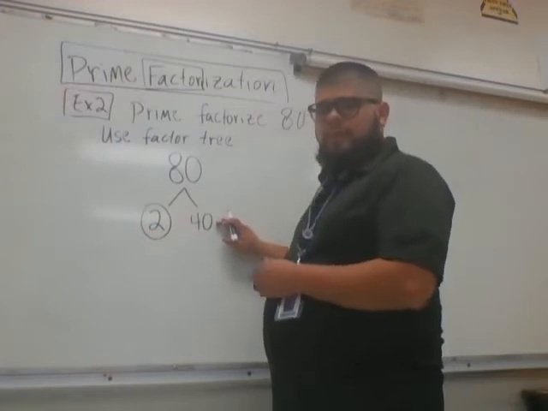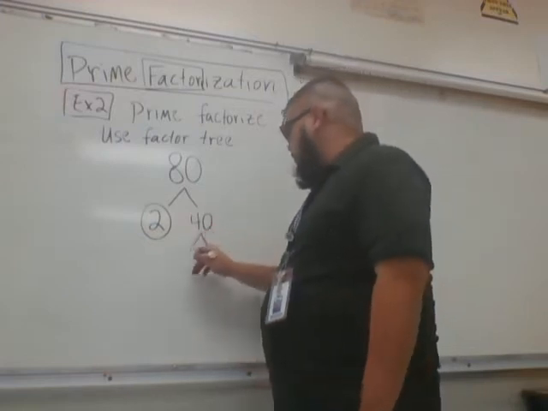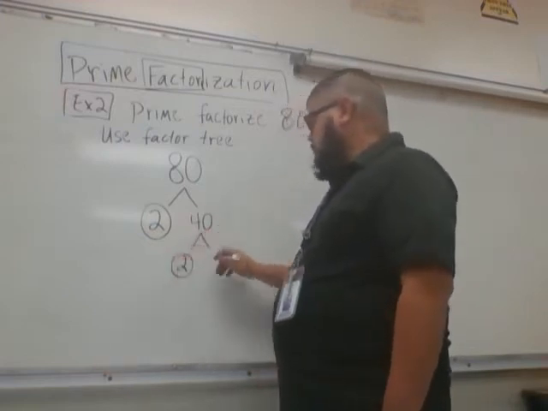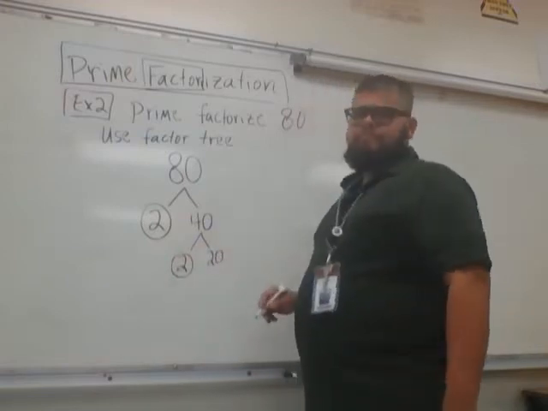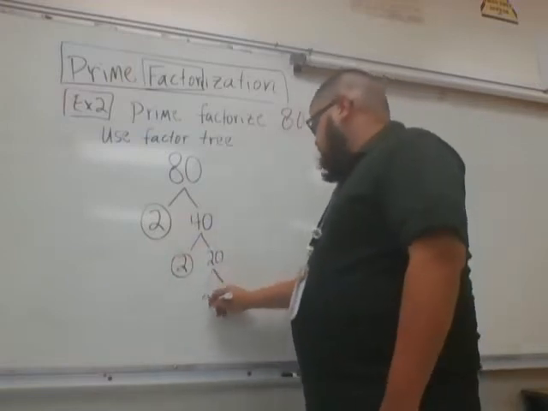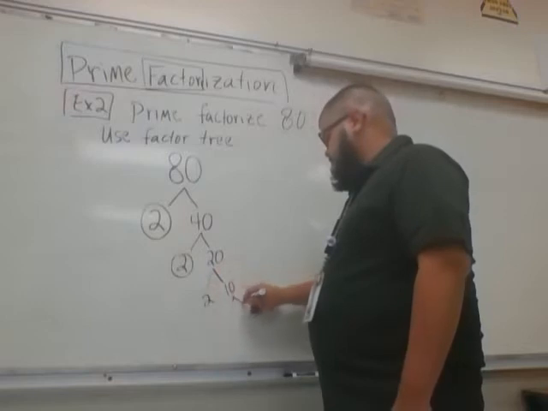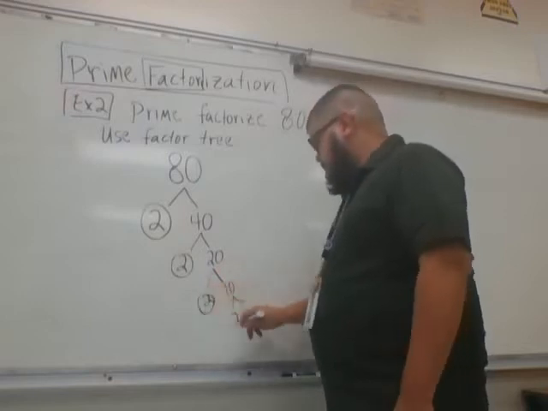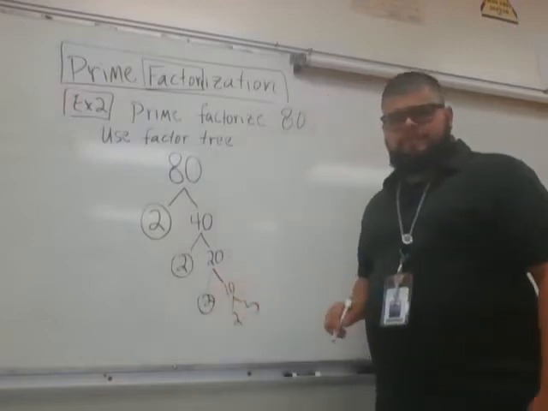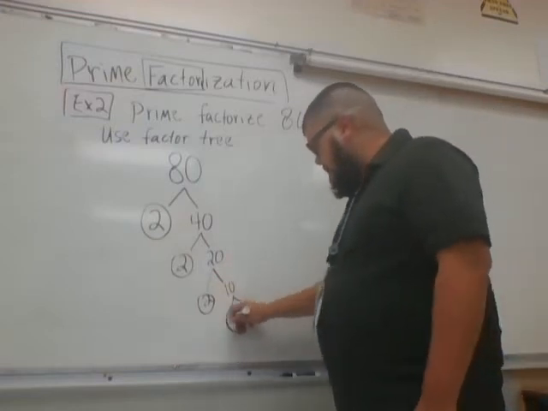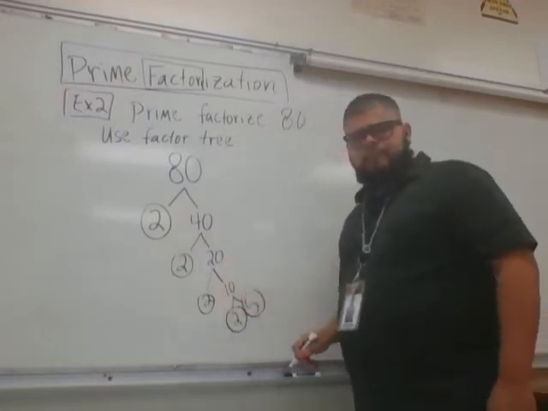So is 40 an even number? Yeah. So we can use 2 again. 2 times what? 2 times 20, right? And then again, 2 times 10. And then finally, 2 times 5. Okay? And so we end up with a 2 here and a 5, right?